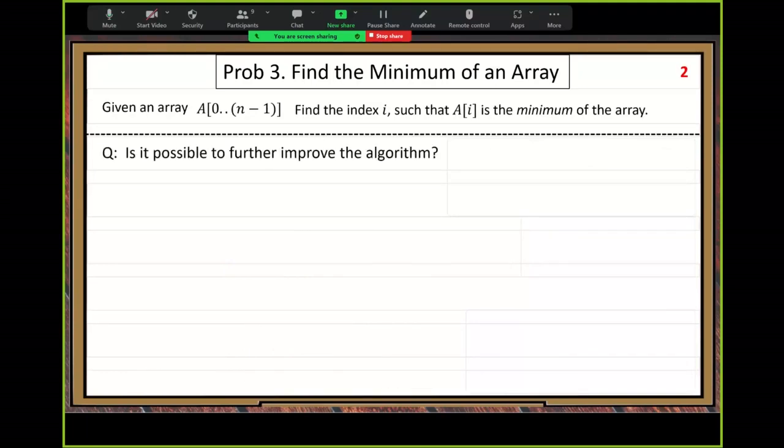The question: is it possible to further improve the algorithm? If it's possible, then that means the previous solution is not optimal, because we can further improve it. Otherwise, if it's optimal, nobody can further improve it. So we want to answer this important question.